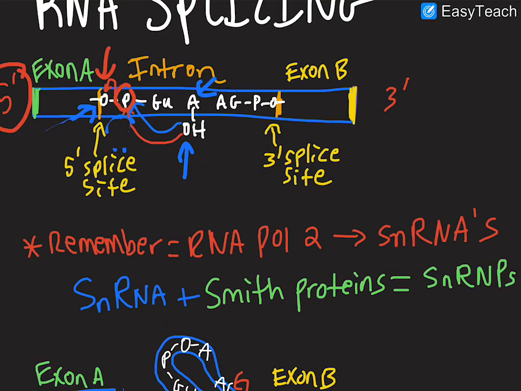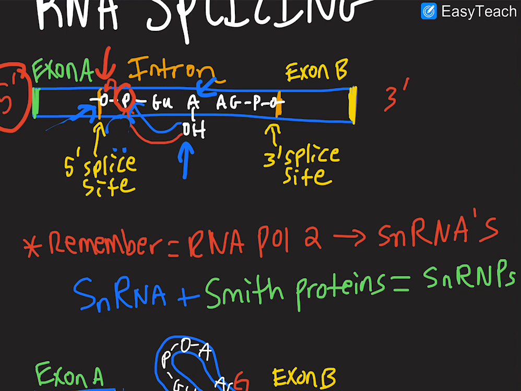Now, this last thing we have to focus on is we can't really do any of this splicing that we just went over without the use of SNRPs. These right here, SNRPs, small nuclear ribonucleoproteins. Well, how do we make these SNRPs? Remember RNA polymerase 2? It also synthesized small nuclear RNAs. We can take these small nuclear RNAs and combine them with a specific type of protein called Smith proteins. If you combine small nuclear RNA with Smith proteins, you get small nuclear ribonucleoproteins, or SNRPs.